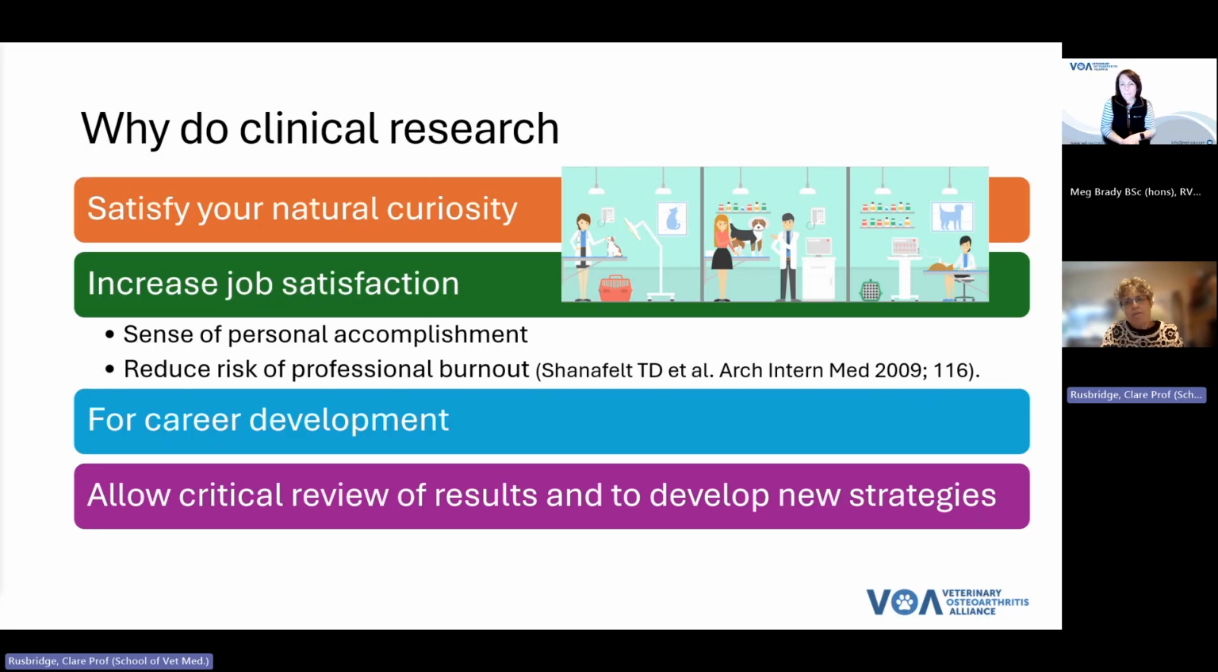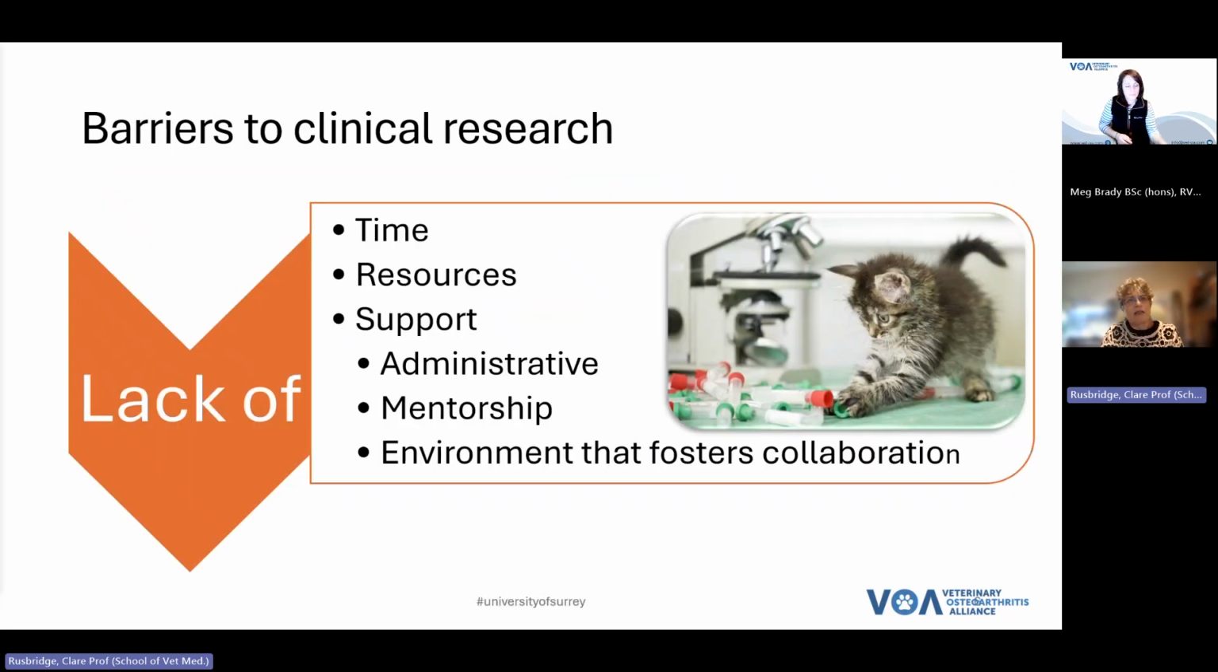But there are some barriers to clinical research. There's no doubt that this is something that you need to go into with enthusiasm, but I would say the biggest barrier to clinical research is time. We all have great ideas and think this would be fantastic if we could do this, but do we have the actual time to do it?